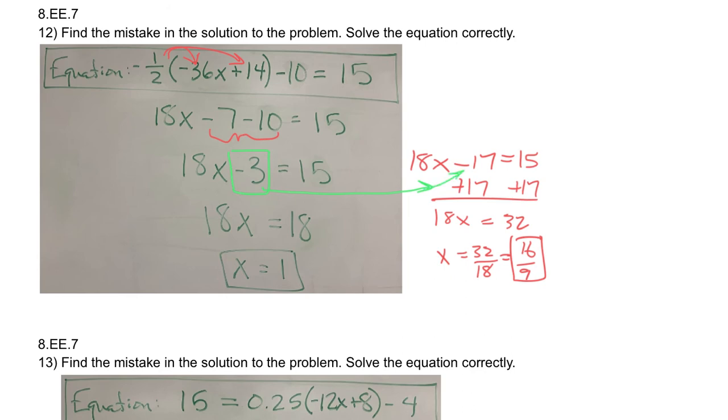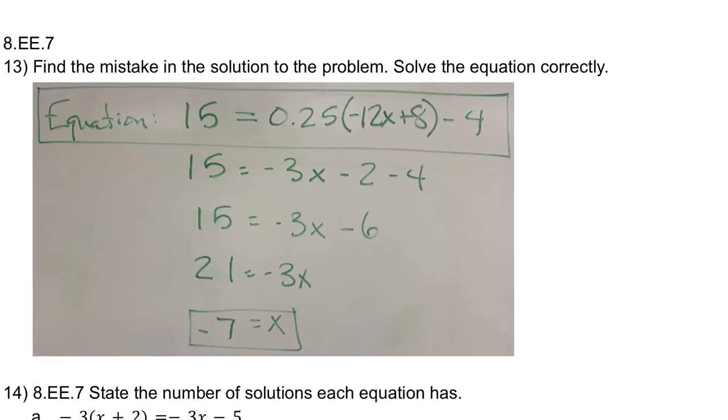Okay, and then we find the mistake on this one. Let's see. If I distribute a fourth, okay, and then a fourth. Whoa, wait a minute. Oh yeah. Here, right here. Positive times positive is positive. This should have been a positive right there. So let's do it correctly.